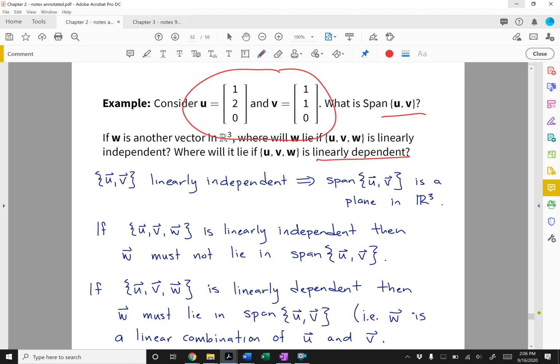But if it's linearly dependent, that means w lies in that plane. We can get to w just by combinations of u and v. Then it doesn't increase our span at all. Okay.